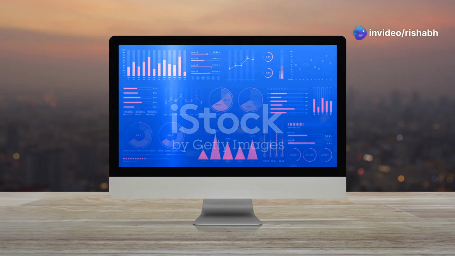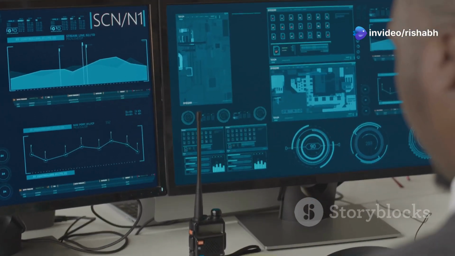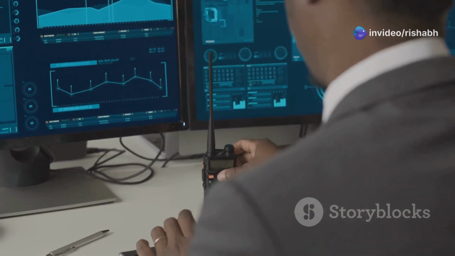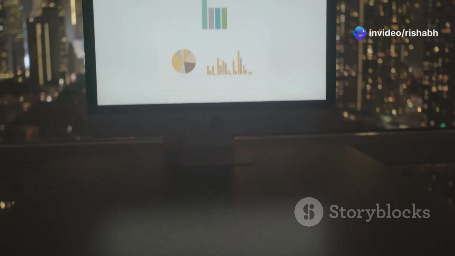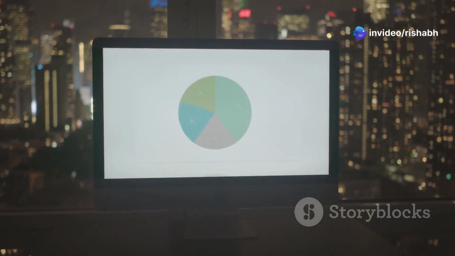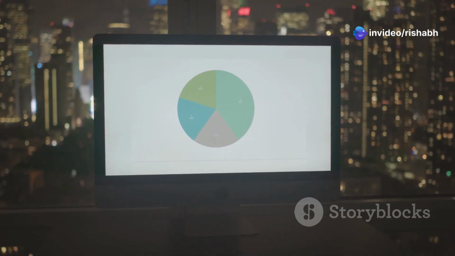Decoding the audience: know your viewers. Okay, so you've got your data, you're ready to fire up the visualization software and unleash your inner data artist. But hold on a second. Before you start throwing pie charts and scatter plots around like confetti, we need to talk about the most crucial element in this whole process, your audience.